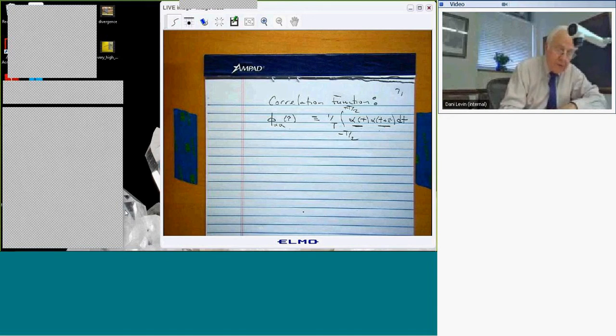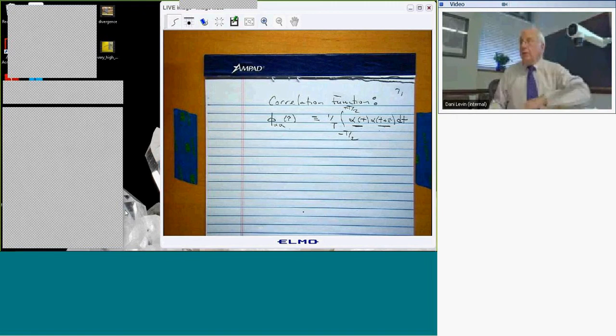Now, you can never go out to infinity, at least not numerically. So if you had a time history and you computed the correlation function, there are black boxes you can buy that, if you feed in the time history, will produce the correlation function for you. You can look at the correlation function and see if it's decaying as tau gets large. And if it is, then you say, oh, that must be essentially a random function.